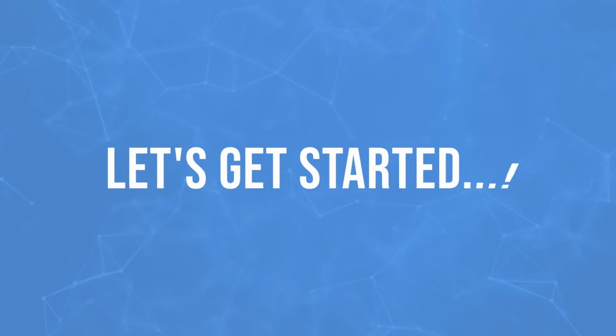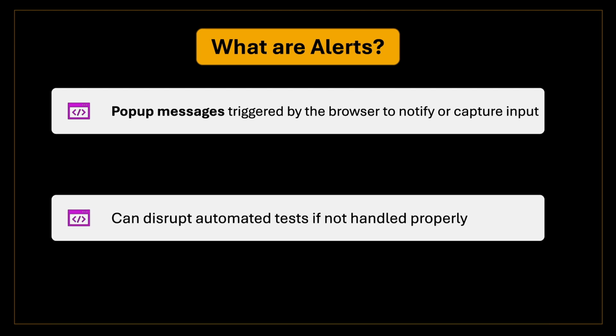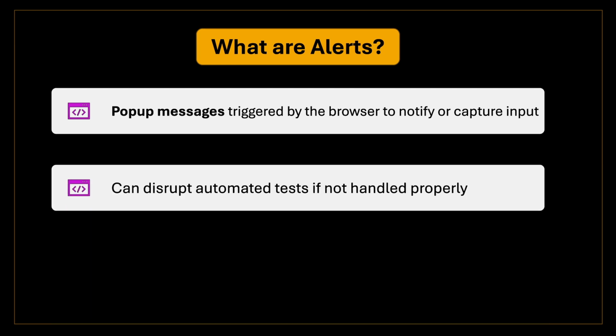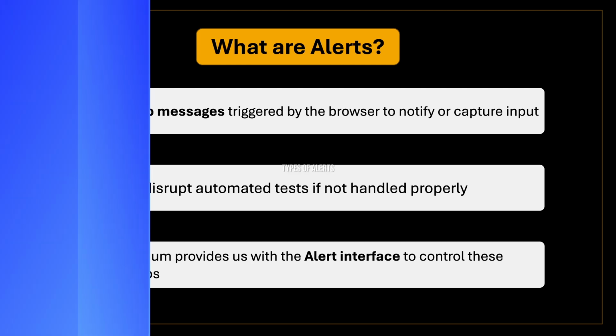So, let's get started. Alerts are pop-up messages triggered by the browser to notify you or capture your inputs. They're useful for users but can disrupt automated tasks if not handled properly. Selenium provides us with an Alert interface to control these pop-ups. We'll see that interface in a while. First, let's have a look at different types of alerts.